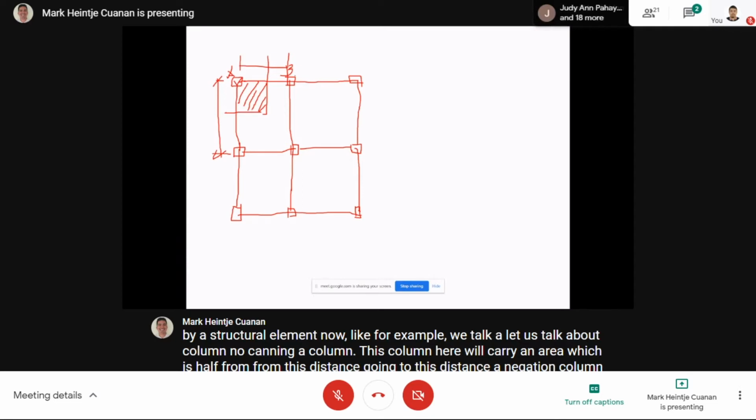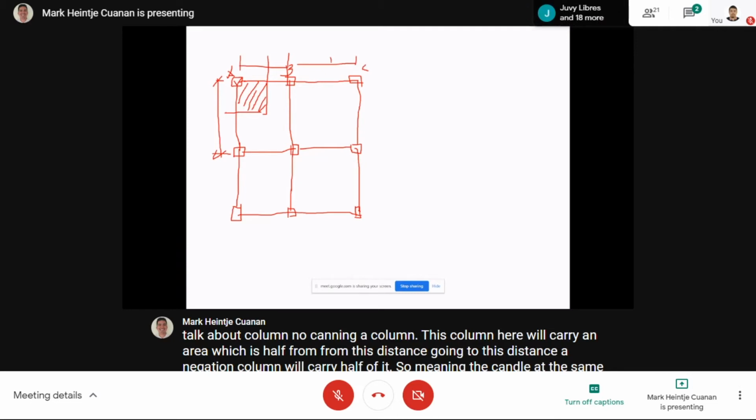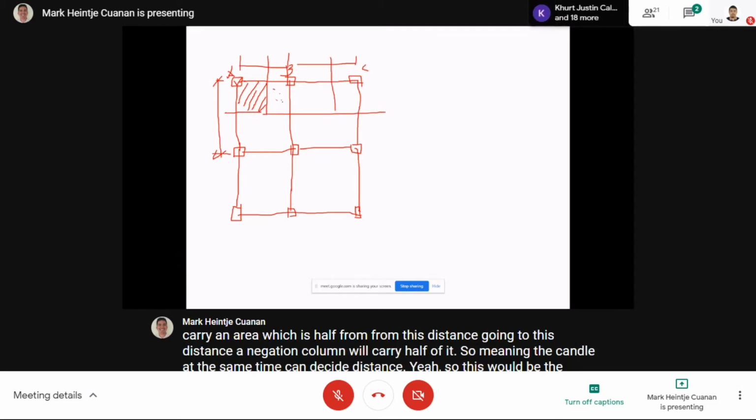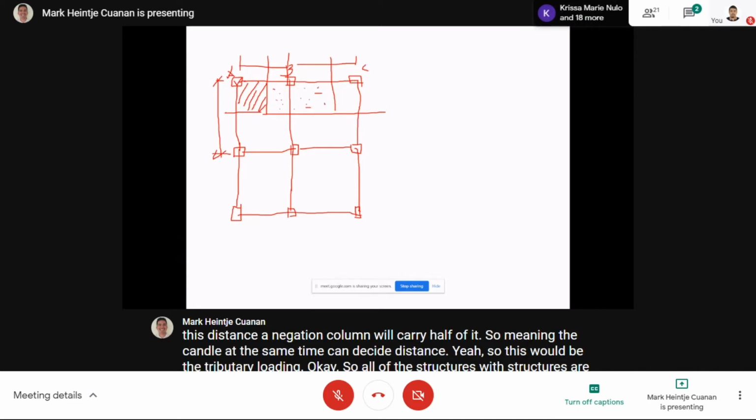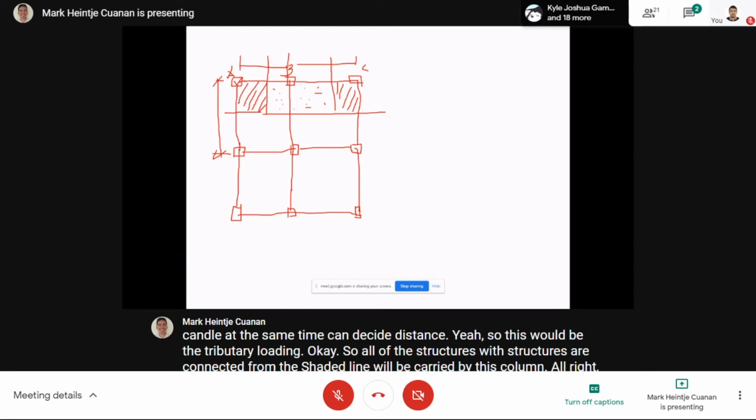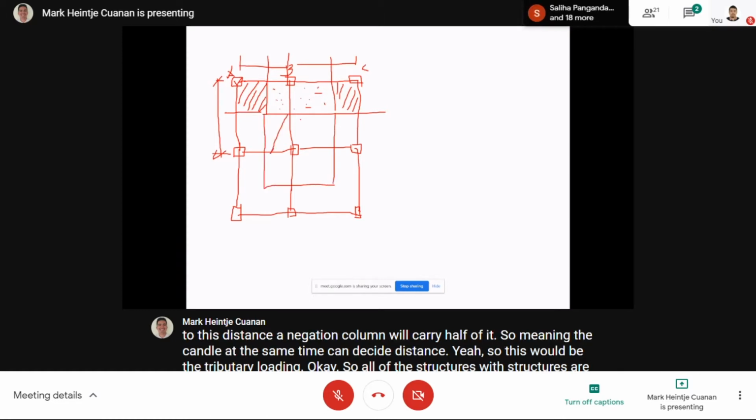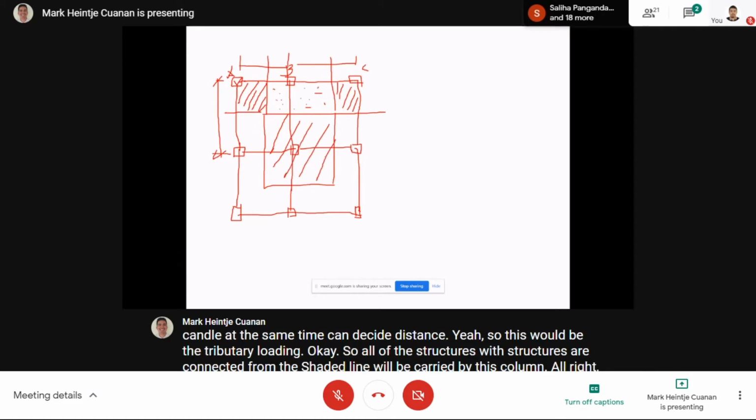Alright? The same manner for this beam. For this beam B to C, take half of it there, then extend to half here. So this area with the dotted line is the tributary area which will be carried by column B. At the same time, this particular shaded area here will be the area carried by column C. Now, what about the middle? Of course, take half on both ends. So, this shaded part will be carried by your interior column.